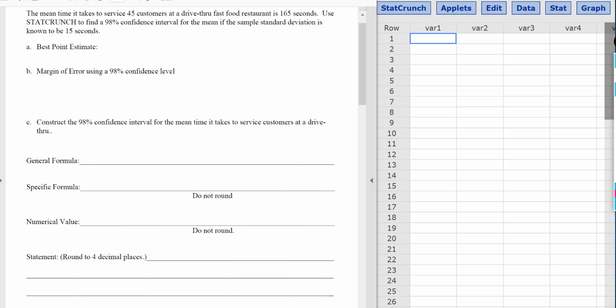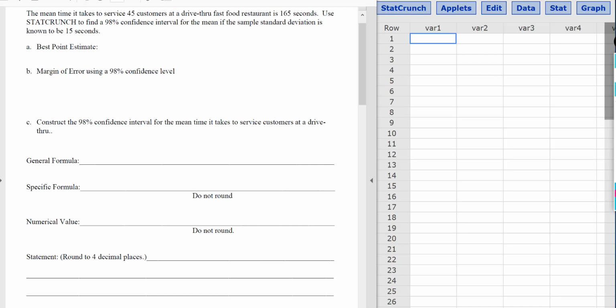The mean time it takes to service 45 customers at a drive-through fast food restaurant is 165 seconds. Use StatCrunch to find a 98% confidence interval for the mean if the sample standard deviation is known to be 15 seconds.